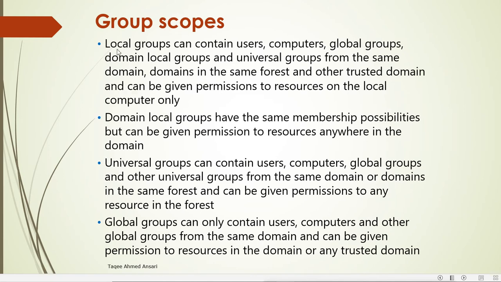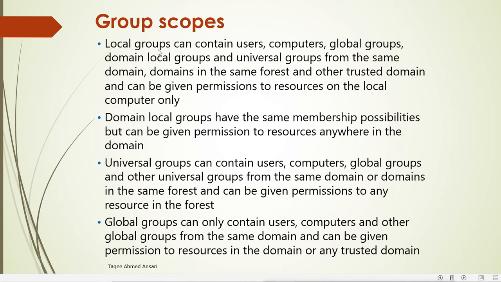Now the next thing, when we try to create the group, the two types are distribution and security group. Then we have the scope of groups. We have different group scopes. First, local groups. Local groups contain users, computers, global groups, domain local groups, and universal groups. These are the other scopes.